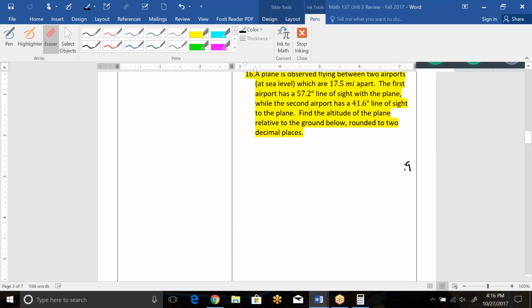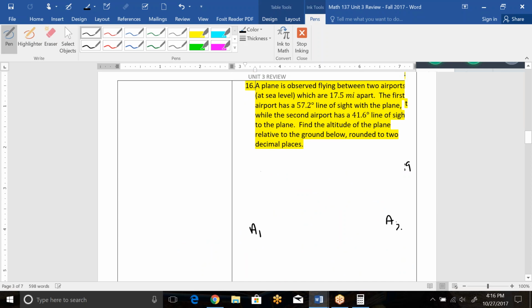Okay, next we're going to look at this word problem about a plane flying between two airports. So a plane is observed flying between two airports, so we're going to label airport 1, airport 2. And those two airports are 17.5 miles apart. The first airport has a line of sight with the airplane, which we need to draw somewhere in the air. Ooh. And I'm not a good drawer, so this is your airplane.